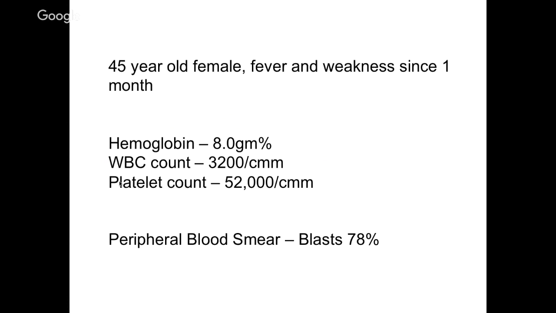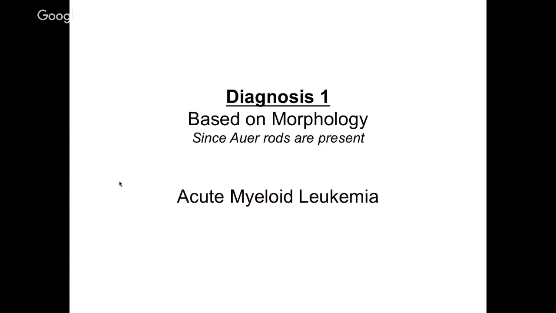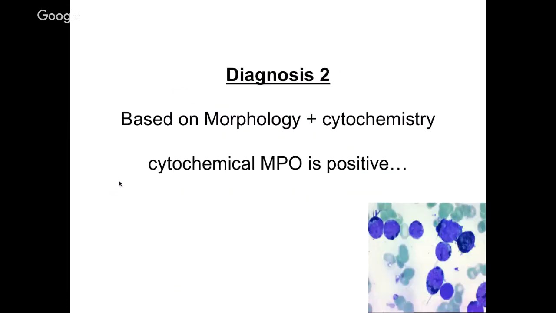The first case is a 45-year-old female who came to us with fever and weakness for 1 month. On examination, she has pancytopenia, and the peripheral smear revealed 78% blasts. This is a slide which I've shown you earlier, a classical myeloblast with Auer rods. If you do cytochemical myeloperoxidase in this case, it was positive. We can see this brown crystal-like strong positivity for myeloperoxidase. So this is a classical myeloblast.